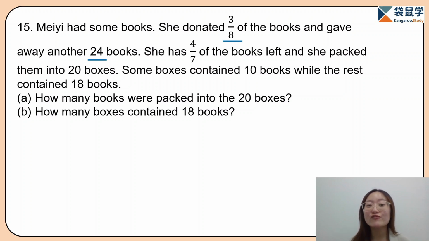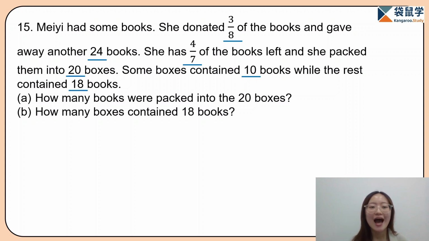Next, she has 4/7 of the books left and she packed them into 20 boxes. Once again, we underline over here. And next, some boxes contain 10 books while the rest contained 18 books. So we underline 10 and 18.